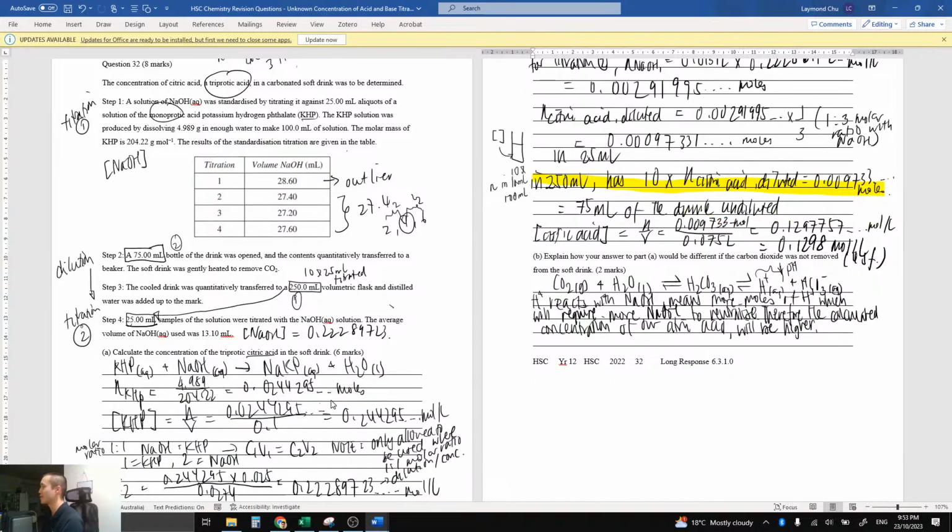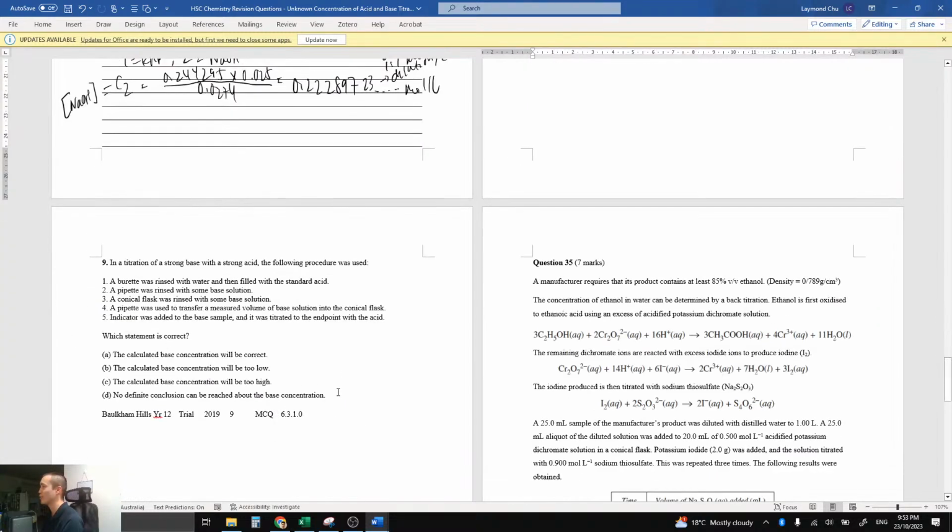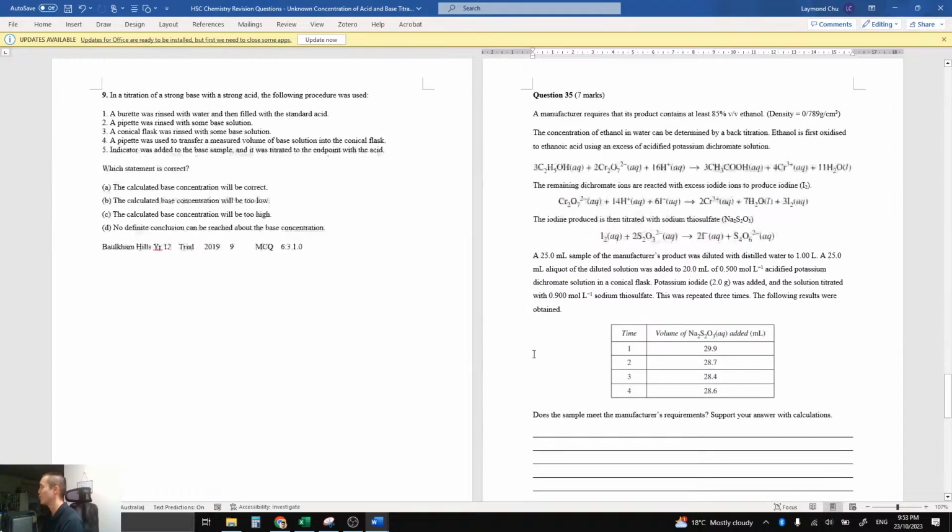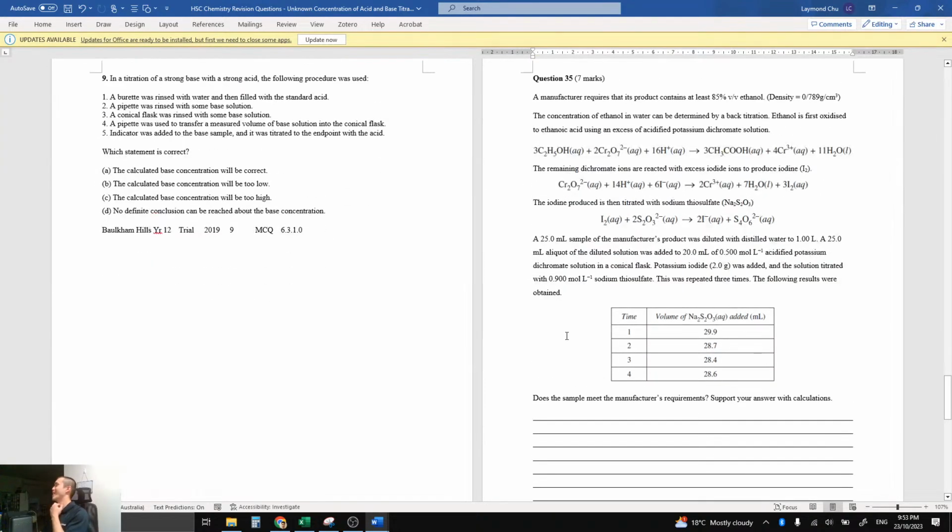Okay, 7 minutes. What can we do? Let's do this question. A manufacturer requires this product to have 85% weight by weight ethanol. Concentration of ethanol in water can be determined by back titration. Ethanol is first oxidized to ethanoic acid using an excess of acidified potassium dichromate. Lovely oxidation reaction. The remaining dichromate ions are reacted with excess iodide ions to produce iodine. The iodine produced is then titrated with sodium thiosulfate.